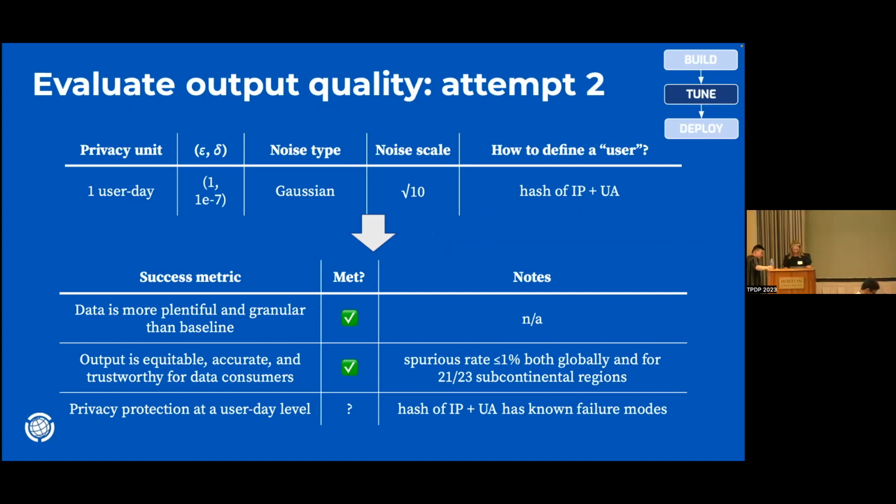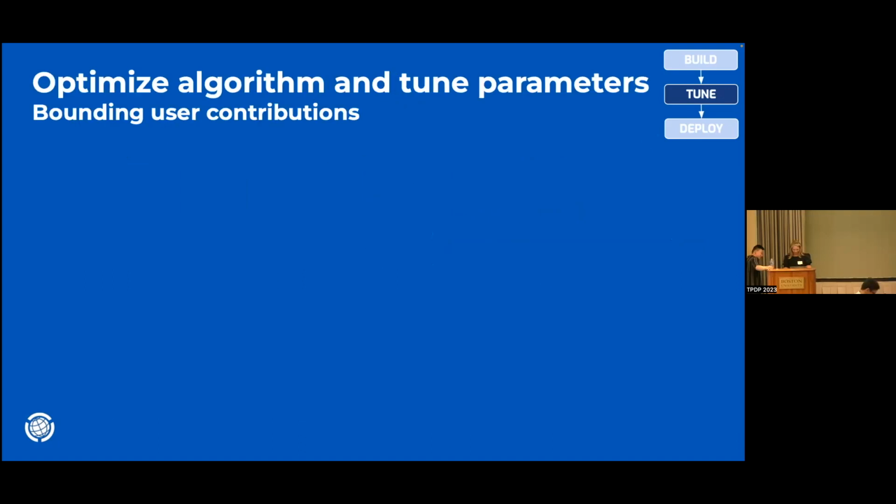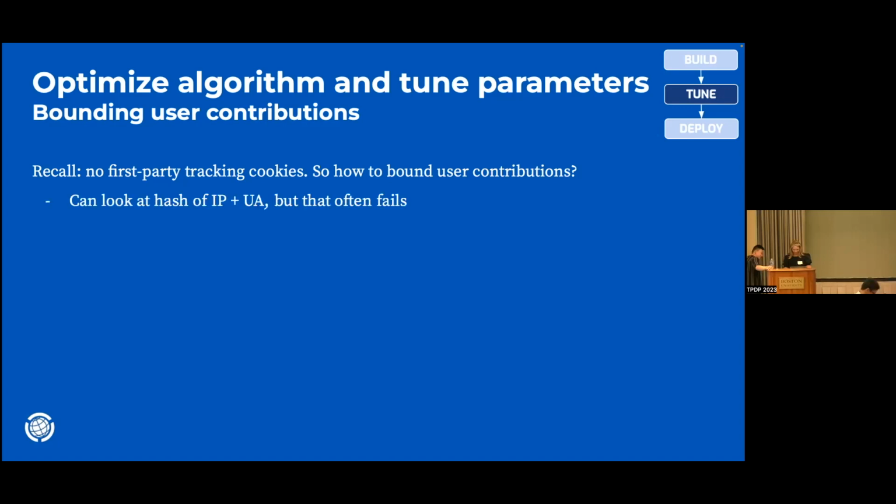Now, does this protect privacy at a user-day level? Not so much. And we'll talk about the hash of IP address and user agent, which has a bunch of known failure modes. We wanted to bound our user contributions, but we don't have any first-party tracking cookies to do that. We can look at the hash of the IP address and user agent, but that fails in a bunch of contexts. Imagine you're browsing on mobile and you switch IP addresses because you change cell towers. All of a sudden, you appear as a different person on our system, which is great. Or you're connected to the same Wi-Fi and you're on Safari on your Apple device, and everyone has the exact same user agent and exact same IP, so you're artificially aggregated together. A bunch of failure modes there.